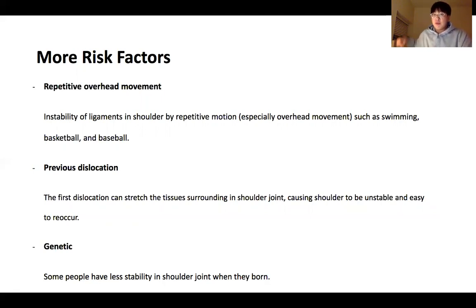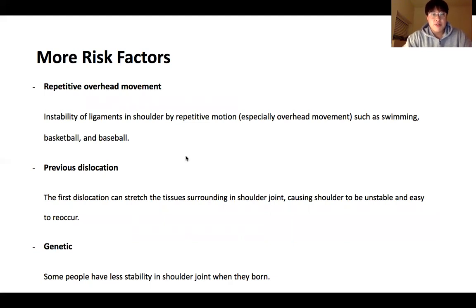If you throw the ball repetitively, like a baseball pitcher, there's more chance of getting an injury here. That's why a lot of baseball pitchers have surgeries when they play for a long time, and usually the reason they retire is that the shoulder stability is kind of weak, and they can't practice repetitively. There's more risk of having shoulder injuries or pain.